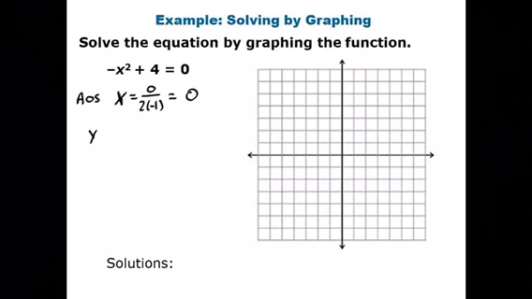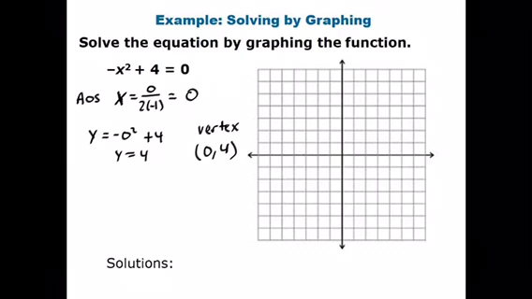And then we find our vertex by plugging in 0. So we've got negative 0 squared plus 4. So that means, in this case, y equals 4. So our vertex is the point 0, 4.